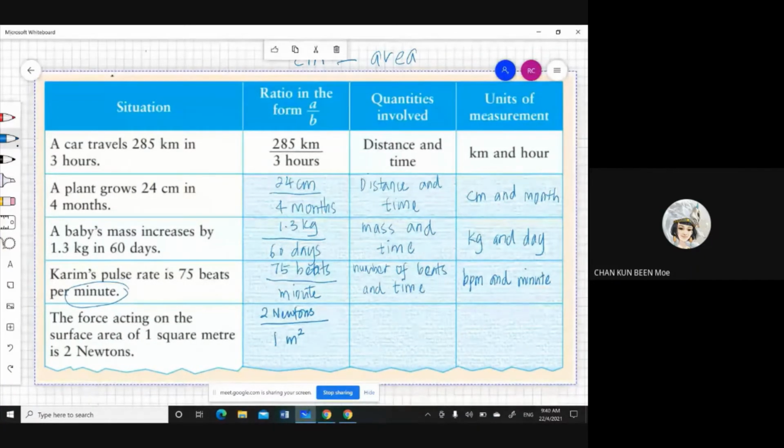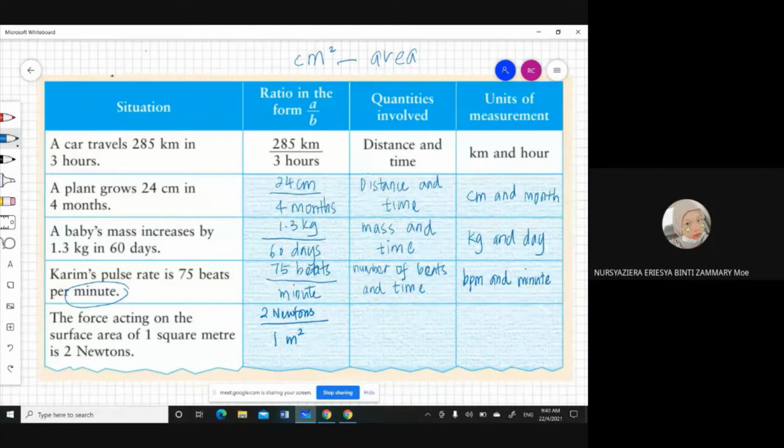Okay, what is the quantity involved? Can you guess? It's actually in the answer. Area, correct. And the other one is? It's not distance, it's actually the force. So area and force, correct. What about the units of measurement? It is N to represent Newton, and the area in square meter will be m to the power of 2. So bear in mind, you need to know all the quantities involved and then the units of measurement later on. Okay, can we continue?